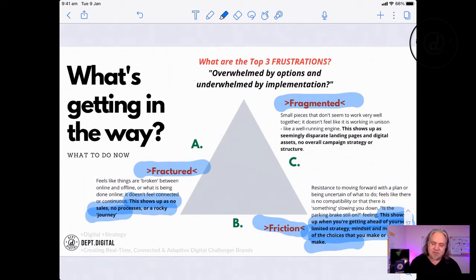And the last one, C, is fragmented. So these are small pieces that don't seem to work very well together. It doesn't feel like it is working in unison. It's not like a well-running engine. Okay, so it's not like a marketing engine.